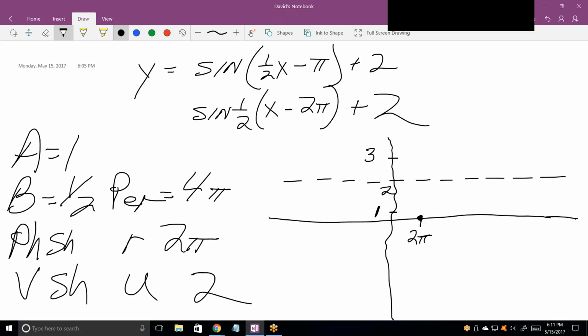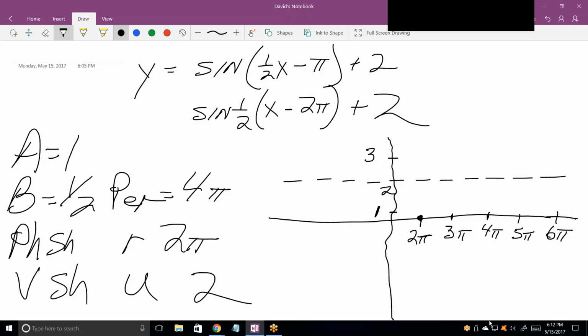What's my period? 4 pi. Where's my ending point? 6 pi. So that's all I got to do. Now the key thing is to quarter this thing up. You need 4 quarter points between your beginning point and your ending point. What's the middle one? 4 pi. What's this one? 3 pi. And 5 pi. Okay, those quarter points.